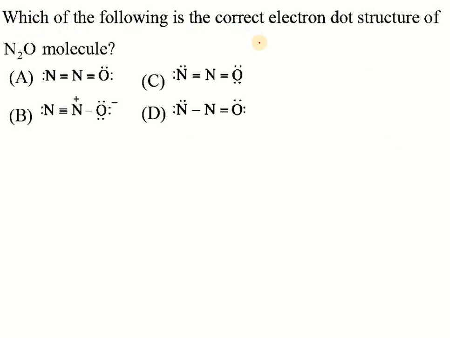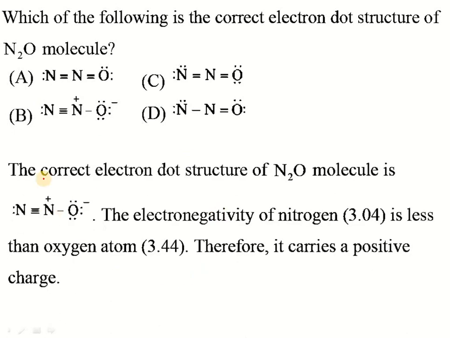Next question. Which of the following is the correct electron dot structure of N2O? That means nitrous oxide, laughing gas. So when you draw the Lewis dot structure, the electronegativity of nitrogen is lesser than oxygen. Due to that, one nitrogen will get positive, oxygen will get negative. So it matches with our second option, B option.